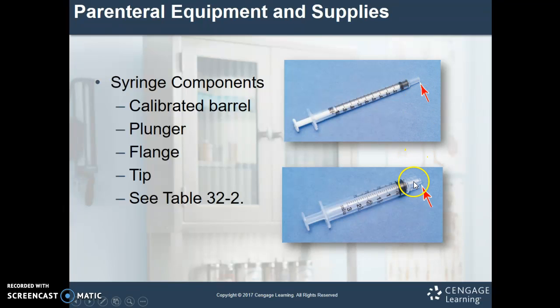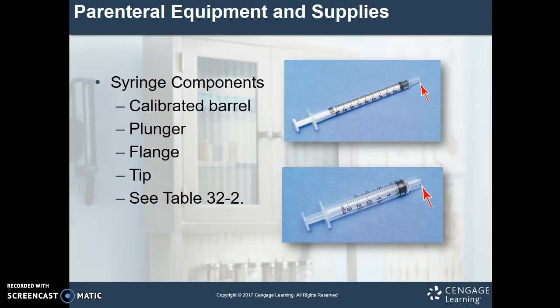So what you see here is a little different. This has that lower lock threading, and this one does not. That's called a slip tip. Usually oral syringes have slip tips. Some of the smaller syringes will also have a slip tip and not a lower lock. So the tip is the part of the syringe where the needle attaches. The lower lock is a threaded end which the needle can be locked on by twisting, a little safer.